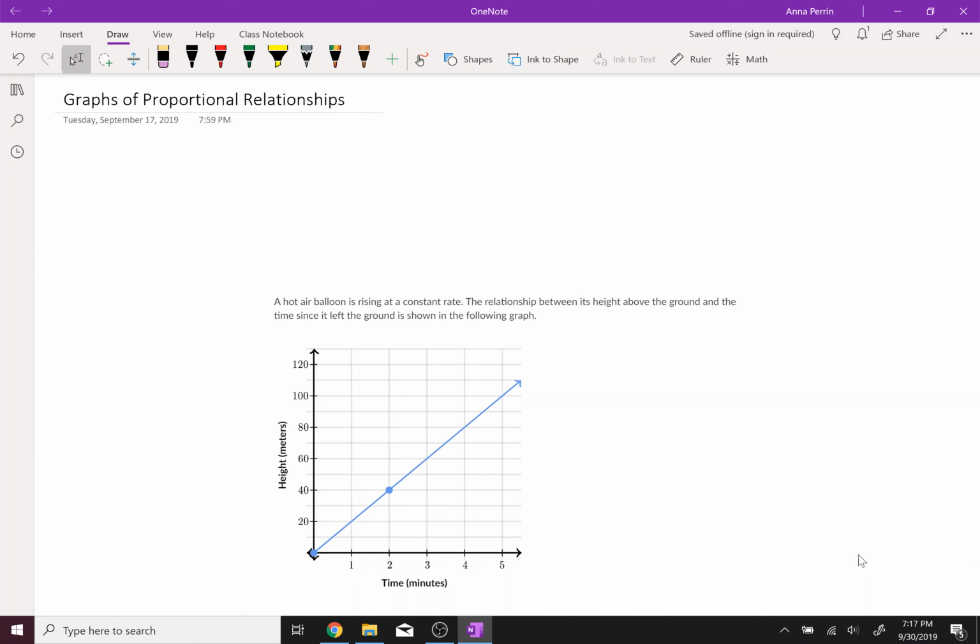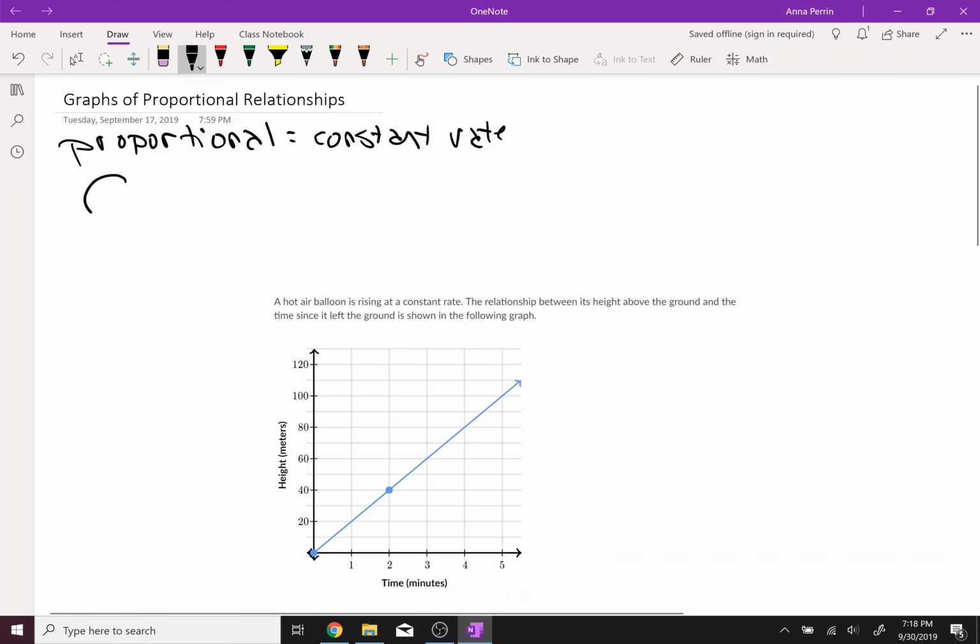Let's look at the graphs of proportional relationships. So before we even do that, let's think about some of the most important things that we know about proportional relationships, which is that they have a constant rate. This means that for whatever number of things that happen, the expected result is always going to follow a consistent multiplication pattern. What this means for the graph of a proportional relationship is that they have two features.